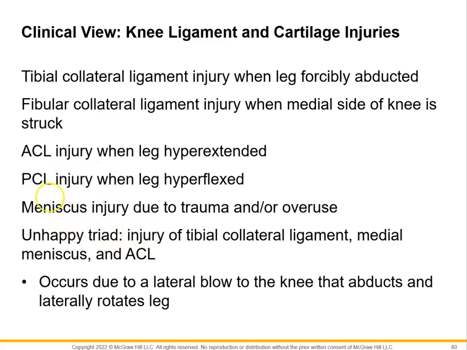And then there's this thing called the unhappy triad. This is going to be injury of the tibial collateral ligament, the medial meniscus, and the ACL, and this occurs due to a lateral blow to the knee that abducts and laterally rotates the leg. But if you were to look at all of these and take away anything from it, I would focus on the ACL and the PCL injury. These like to be tested to make sure you know which one does which. Okay, so the ACL is going to be anterior displacement of the leg, or when the leg is hyperextended, and PCL is going to be posterior displacement of the leg, or when the leg is hyperflexed.